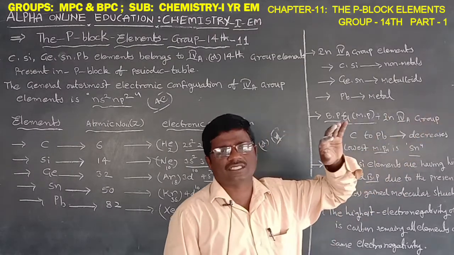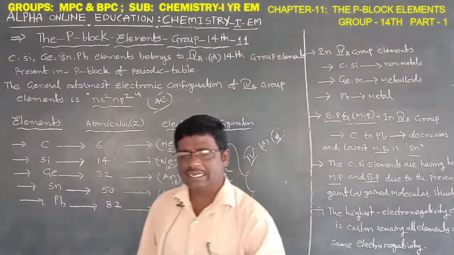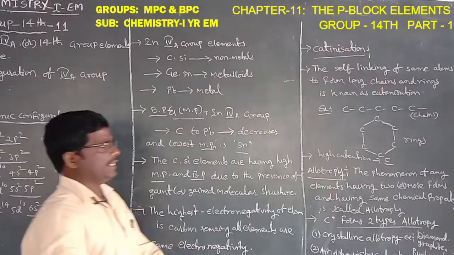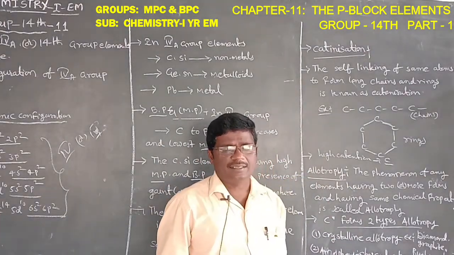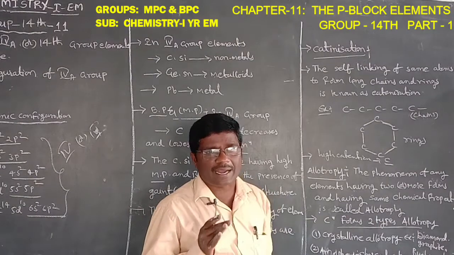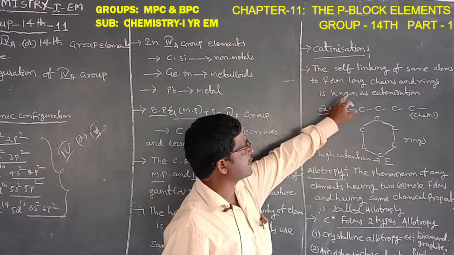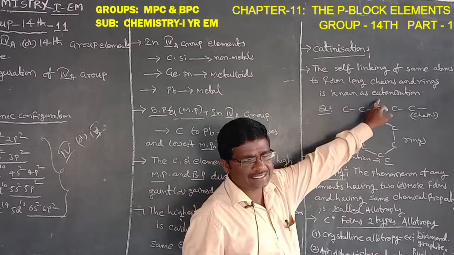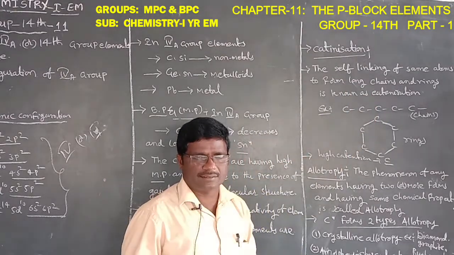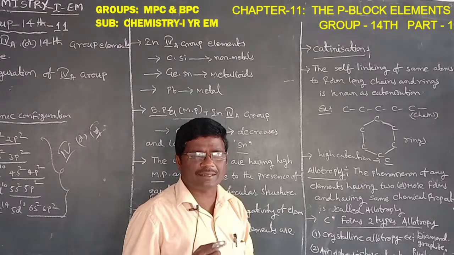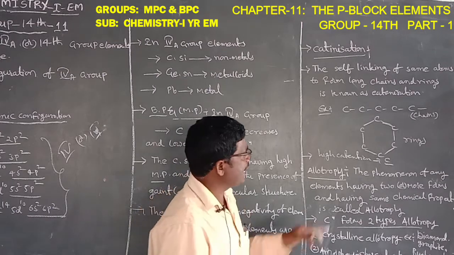Next one, ring system. Benzene is also known as a ring system; that is the catenation ability. Catenation means the self-linking of the same atoms, that is, one type of element linking with itself to form long chain systems and ring systems. This is called catenation.